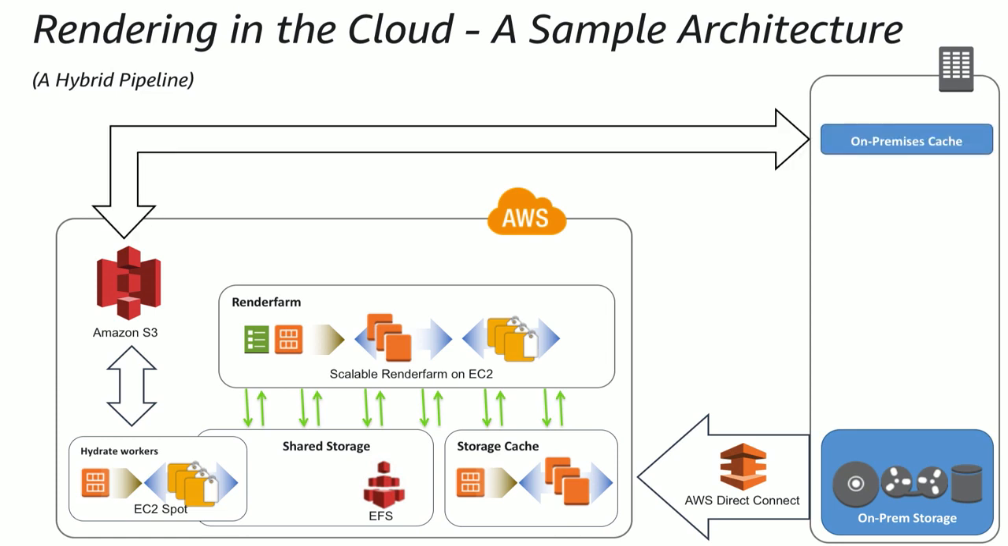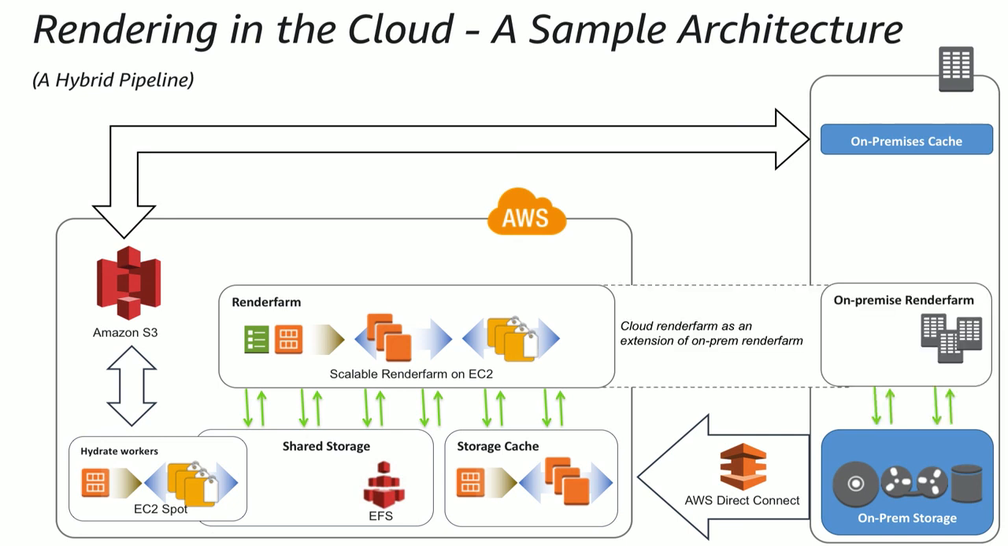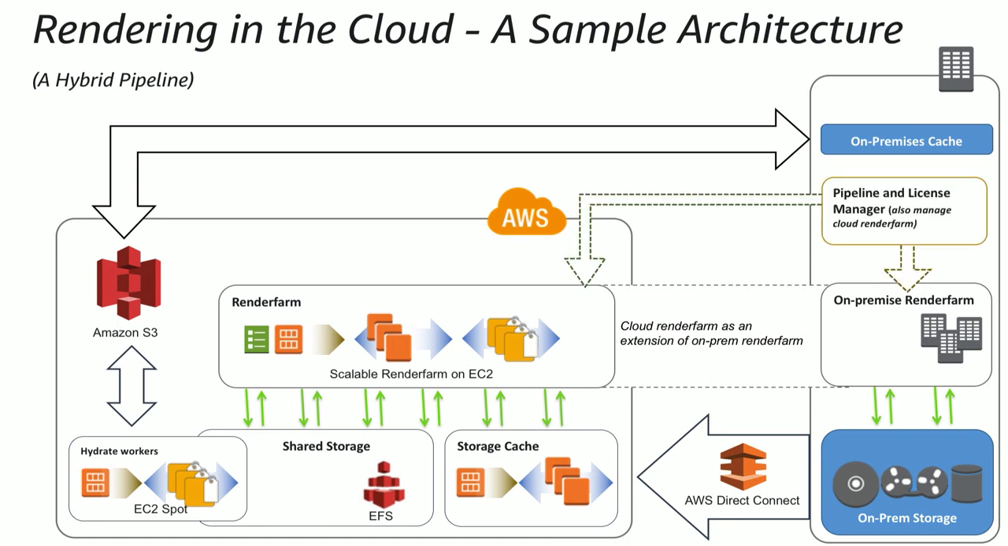Now, you could move these assets back and forth. The assets could be written directly on premises, or you can write them in the cloud and then transfer them over. And then you have an on-premises render farm that could be an extension of your render farm in the cloud, because your pipeline or license manager is either running on premises or in the cloud, depending on your implementation. So this diagram shows you multiple variations that you can see in a hybrid or a burst render environment.